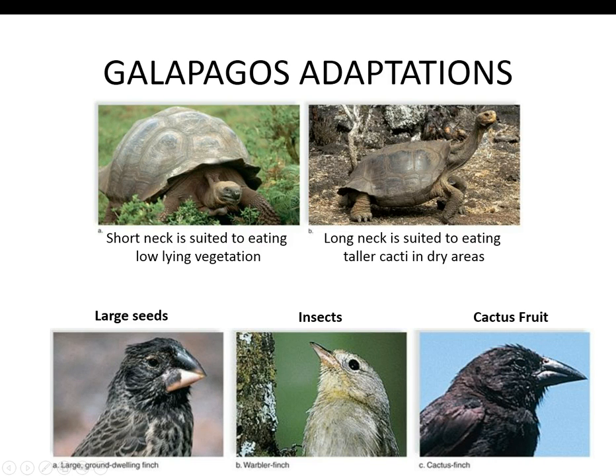And again, this can occur through natural selection because on this island, this beak is going to be more successful, which allows them to survive longer and reproduce more. Whereas on this island, this beak is more successful, and on this island, this beak is more successful.